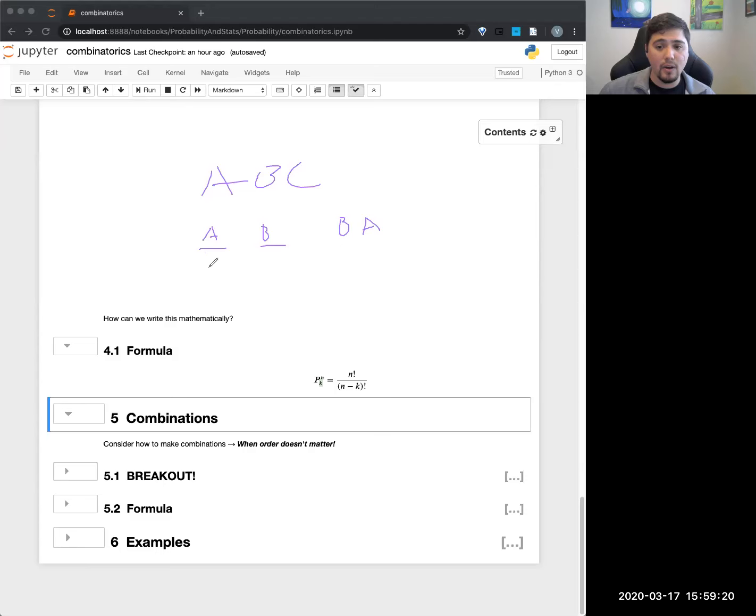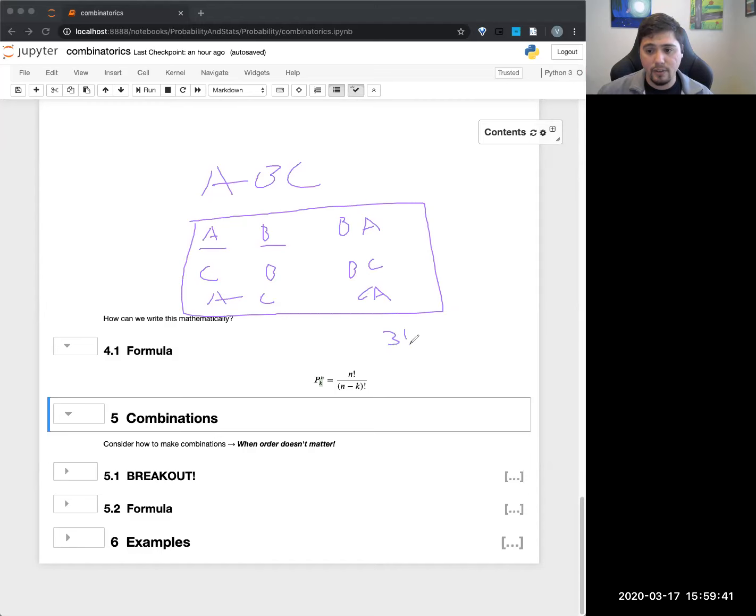And then we have C and B, right? That's the same thing as BC. And then we can also have A and C, which is the same thing as CA. So let me go BC. Okay, so this would actually be all the permutations for 3 items, choosing 2. So just kind of check that.